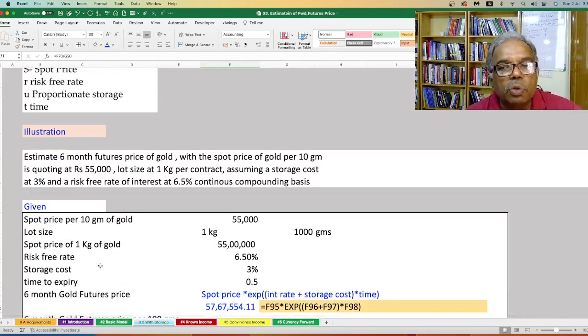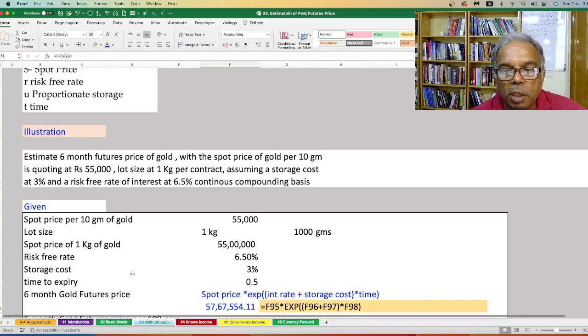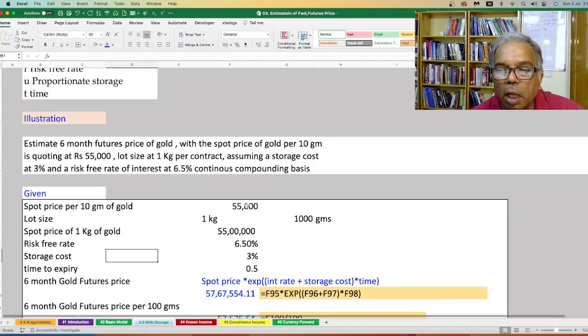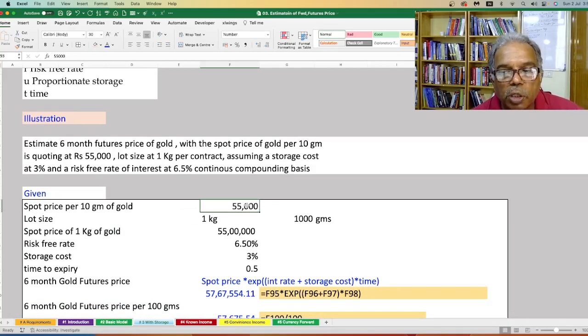Estimate the 6 month futures price of gold with the spot price of gold per 10 gram quoting at 55,000 rupees. Lot size is 1 kilogram per contract. Assuming a storage cost at 3% and the risk-free rate is 6.5% on a continuous compounding basis. Let's quickly summarize the problem. So the current spot price is 55,000 rupees per 10 grams of gold, and the lot size of the contract is 1000 grams. So 1000 grams is nothing but 1 kilo.